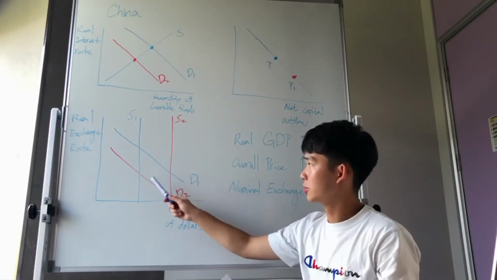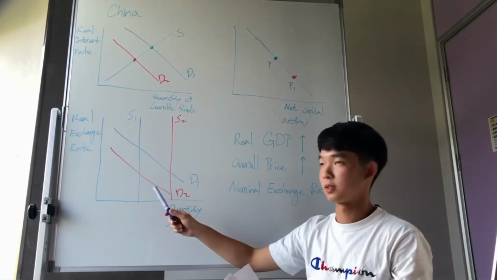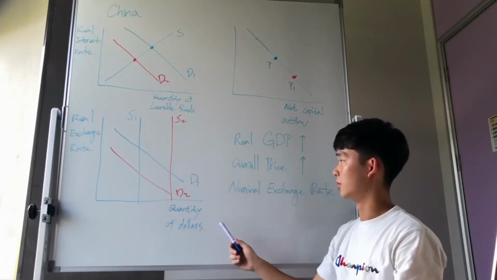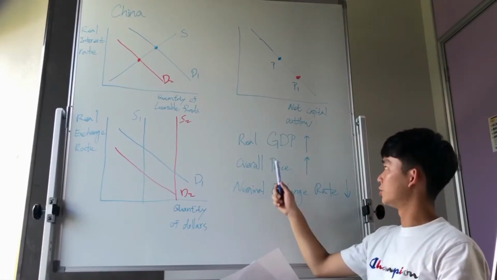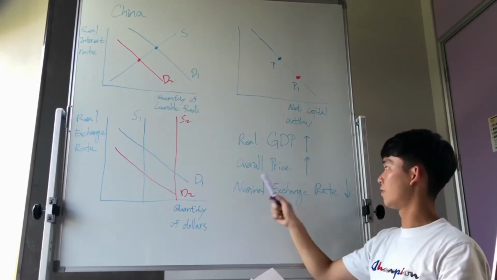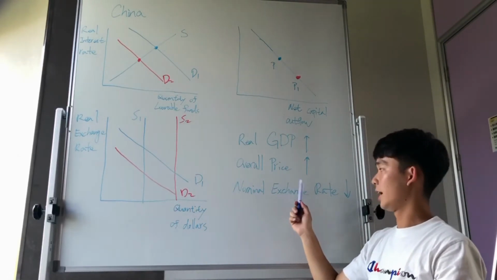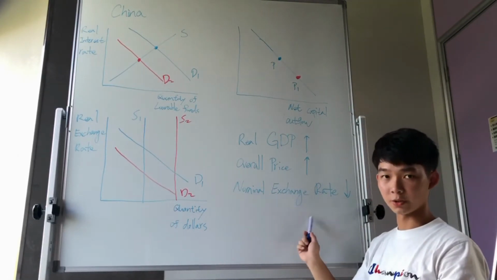So the real exchange rate will decrease. In conclusion, the real GDP will increase and the overall price will increase too, because the price value decreases, and the nominal exchange rate will decrease.